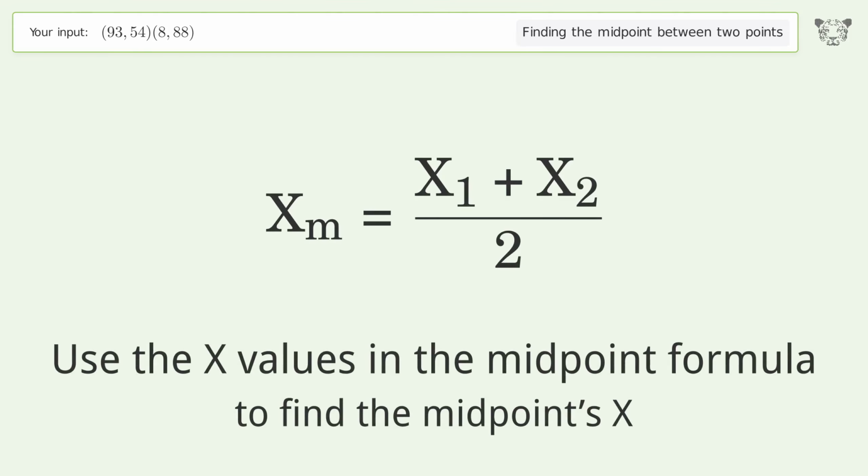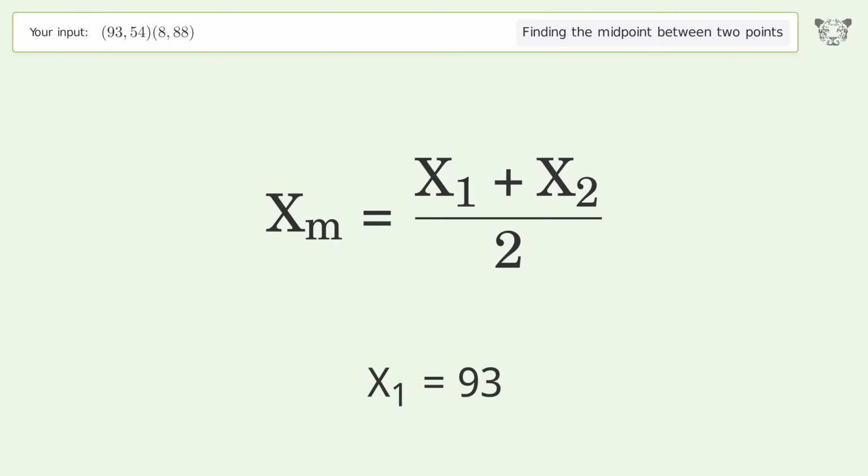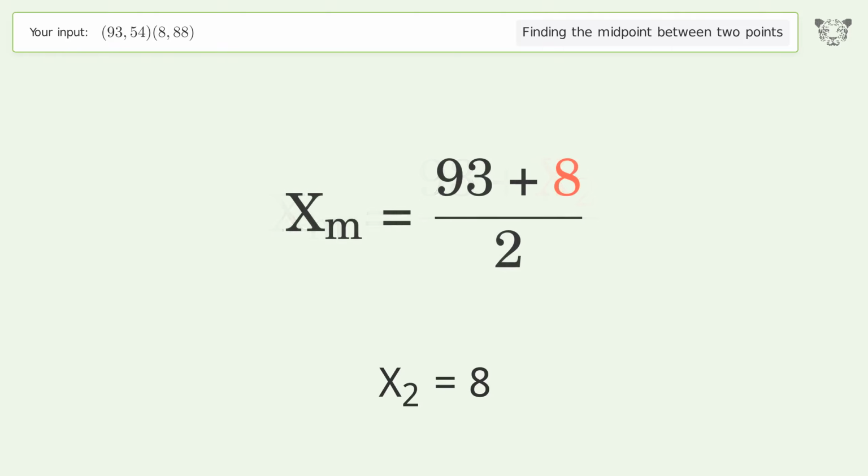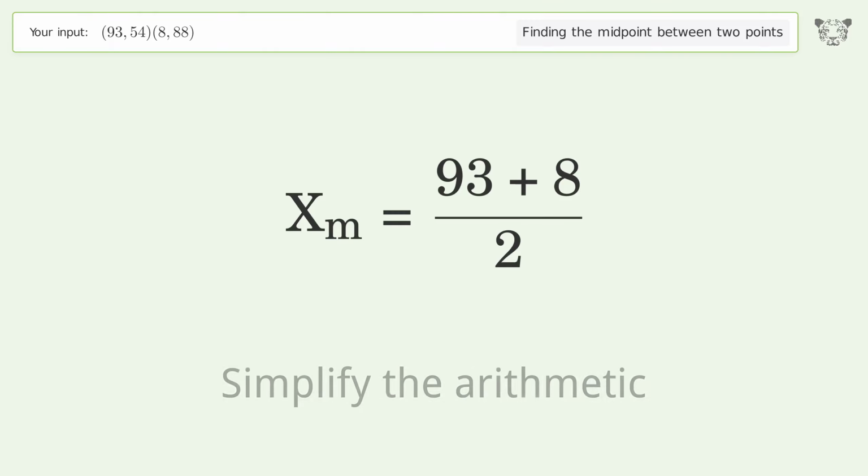Use the x values in the midpoint formula to find the midpoint's x. x1 equals 93. x2 equals 8. Simplify the arithmetic.